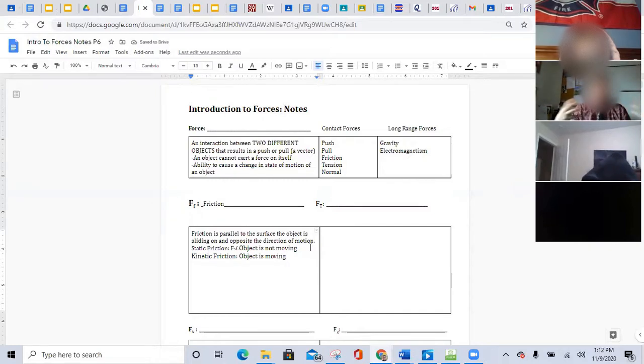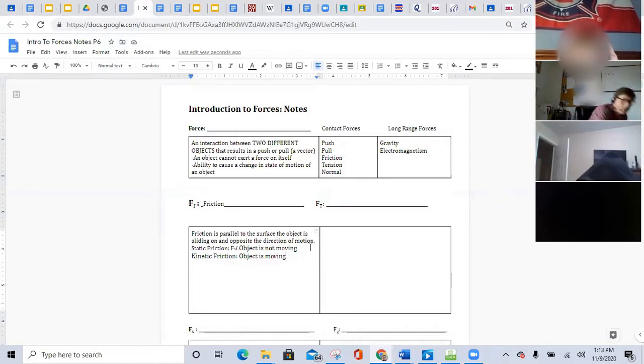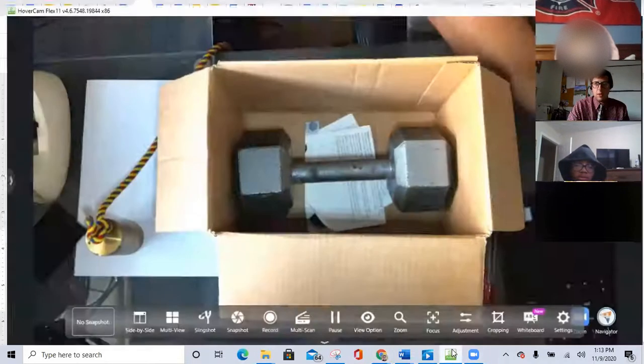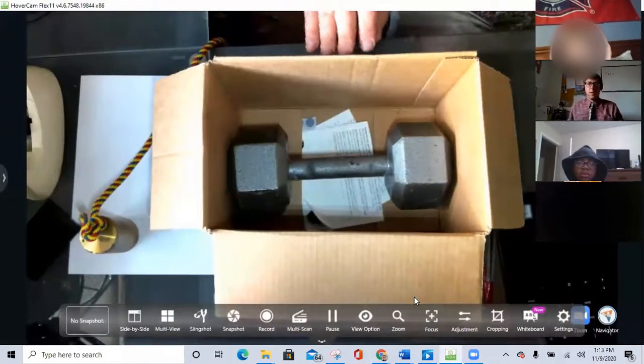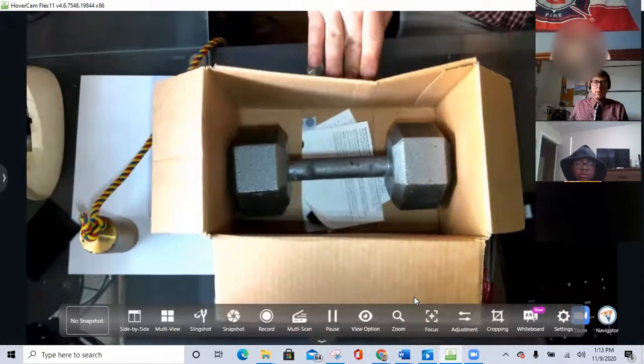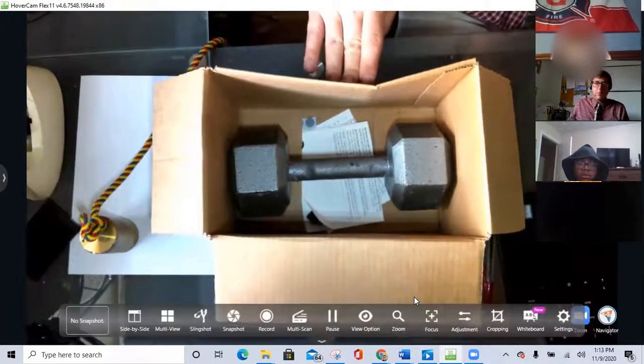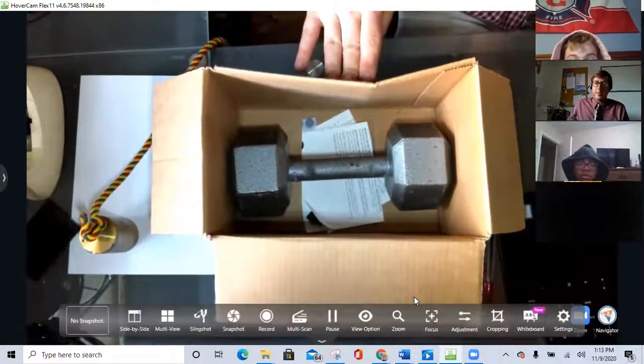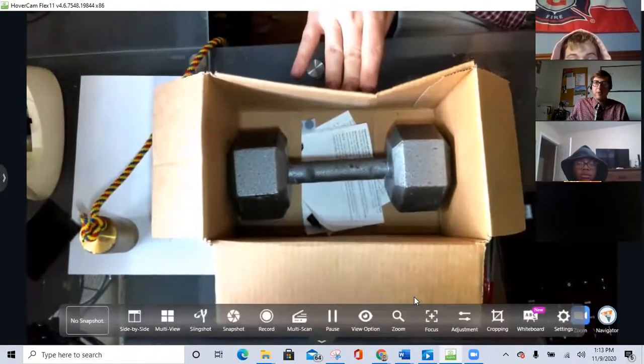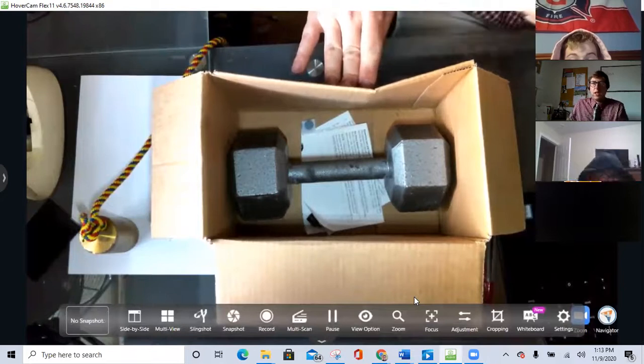Now, if you've ever tried to move furniture, like move a desk, you've probably experienced this. It is more difficult to get the object moving than it is to keep it moving, because friction is largest when it's in static. So I'm going to switch over to my camera and demonstrate this a little bit. So I'm going to push on this, and I am exerting a force on this box and weight system. I am absolutely exerting a force. You can see evidence of that.